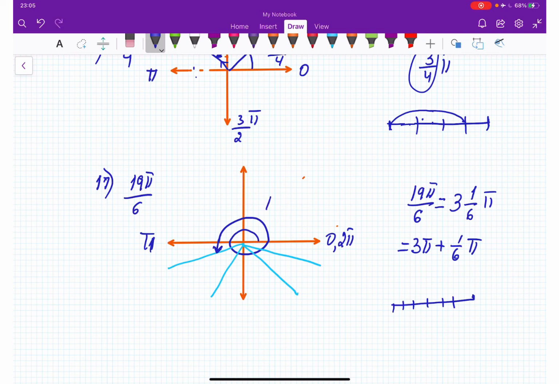So this is 19 pi over 6. So from looking at the picture, I can say how many degrees it's going to be. 3 times 180 degrees, right? We went 3 times pi. 3 times 180, it's 540 degrees. And plus this piece, which was 30 degrees. So 570 degrees. Yes?